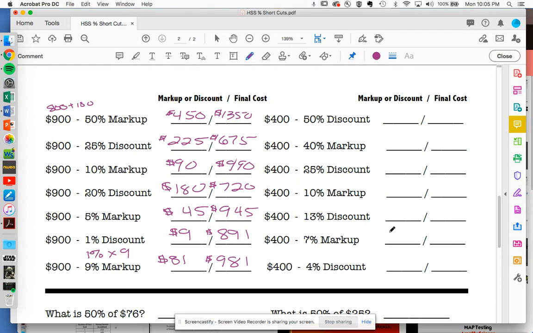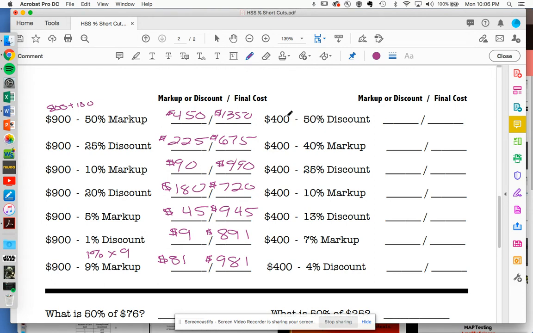All right, over here, what you might do is pause, and I want you to try and find your markup or discount amount. So find 50% of this, 40% of that, 25% of that, and so on and so forth. Find all that first. If you think you can do the discount or markup, do it. So pause the video, and then you can play or fast forward. I will have the answers here in a second.